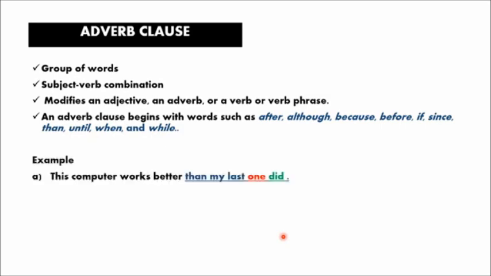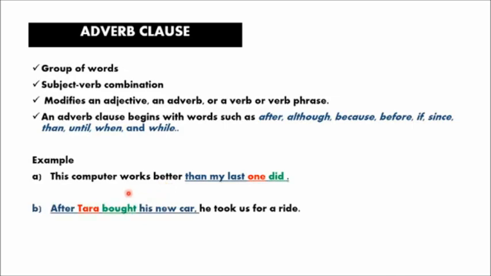Consider the example. This computer works better than my last one did. Than my last one did is an adverb clause. It contains the subject one and then the verb did. The clause modifies the adverb better. Second example. After Tara bought his new car, he took us for a ride. After Tara bought his new car is an adverb clause containing the subject Tara and then the verb bought. The clause modifies the verb took.